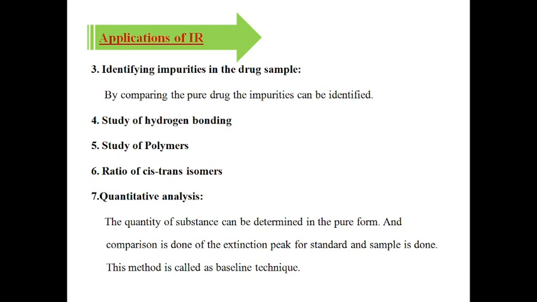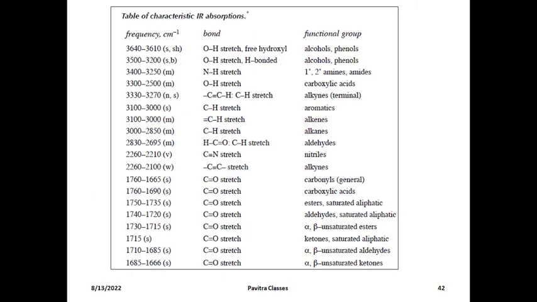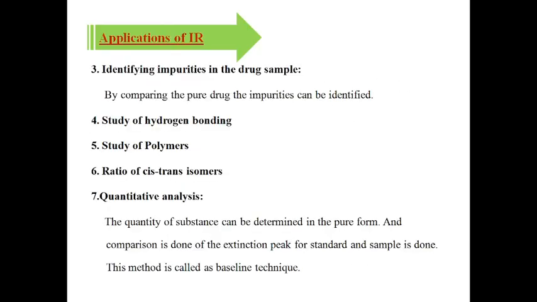Qualitative analysis and quantitative analysis can both be done, in the pure form and for impurities, and also comparison of the extinction peak of the sample and the standard. This is also called the baseline technique. In the comparison between the sample and the reference cell, if an extinction peak is not there in the sample cell but the extra peak is seen in the standard, that is called the baseline technique. This is about the application of the IR.